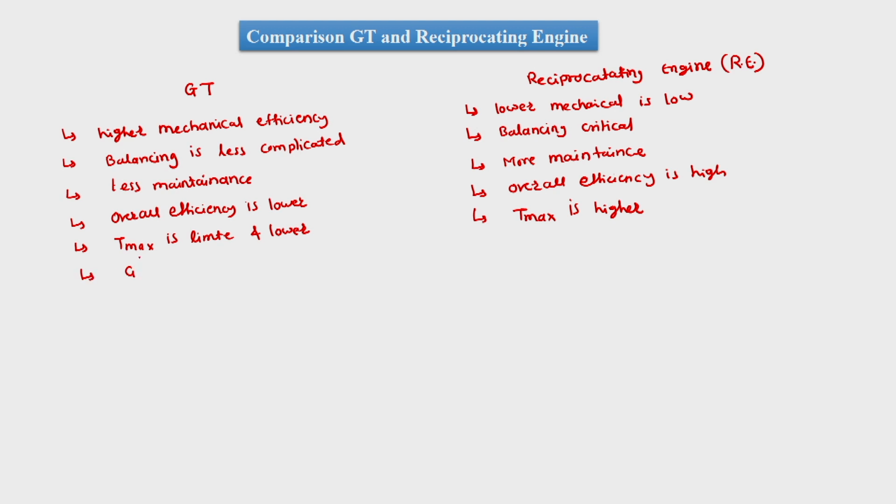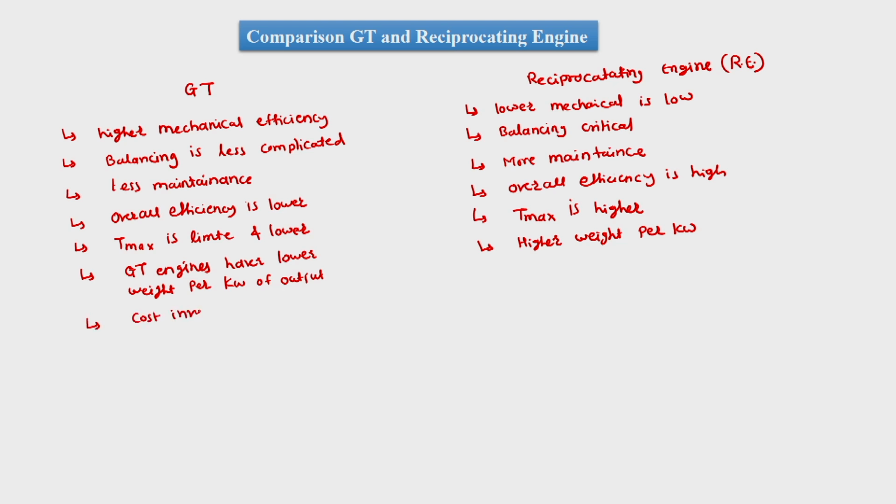But gas turbine engines have lower weight per kilowatt of power output than the reciprocating engines, and reciprocating engines have higher weight per kilowatt. The cost involved is lower, and its installation is faster. Here, in case of reciprocating engine, cost involved is higher.